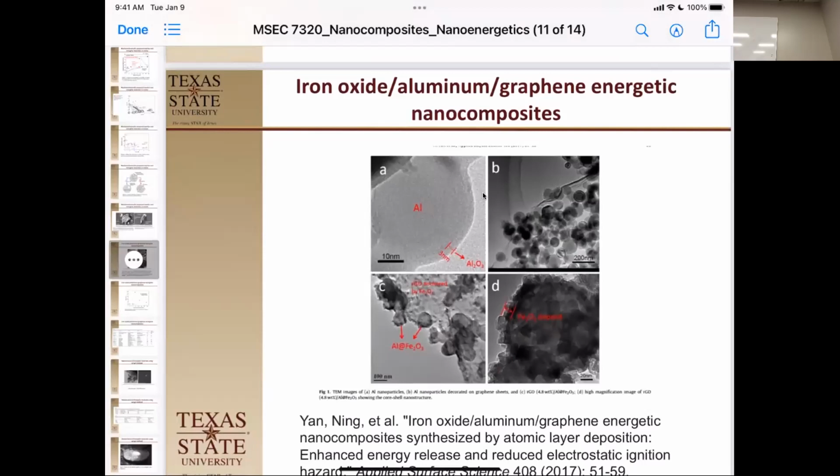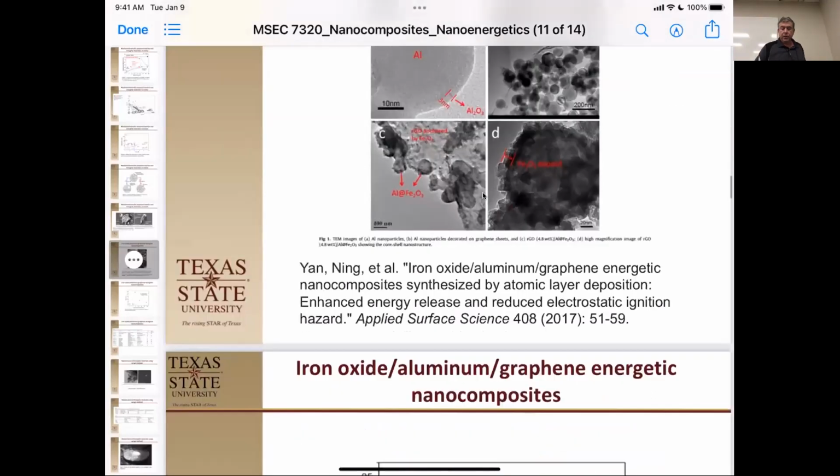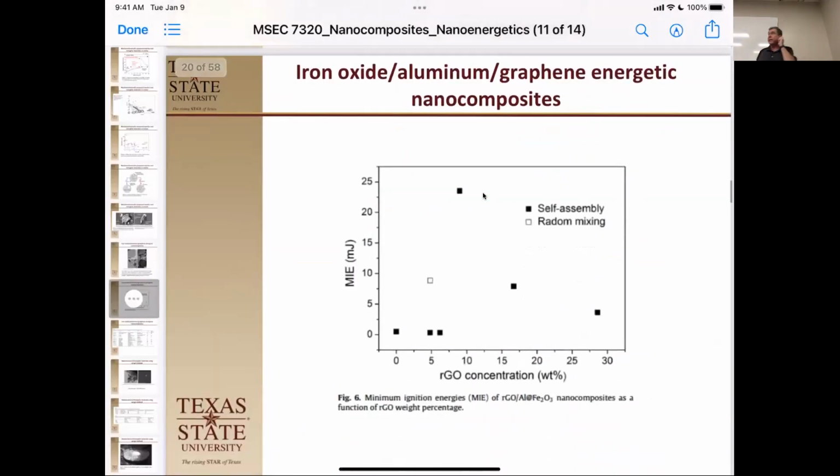So now you have an intimate mixing of your iron oxide, your graphene, and your fuel, which in this case is aluminum. Okay, so what did they see? Well, what they saw was when they did it as a self-assembly, where they alternated the different materials right here, they got a very sensitive material as they increased the graphene rate, except for this one outlier here. It was a very insensitive material, and it was the highest energy density material.